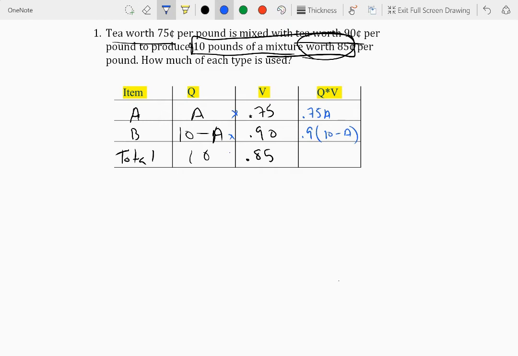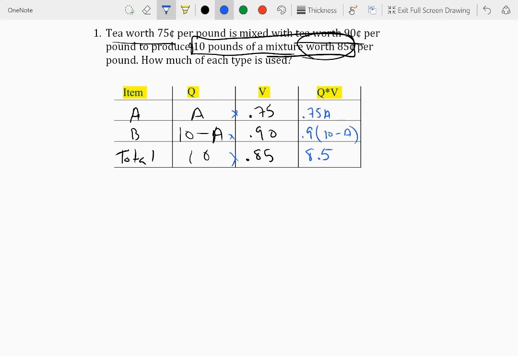And then lastly, I'm going to go ahead and do this one. I'm going to multiply 10 times 0.85 cents per pound, which will be 8.5. Okay, so each one is going to be worth 8.5 cents per pound. Okay, and then what I'm going to do now is just kind of look at my system, make sure that everything's canceled out, make sure that I didn't leave anything out.